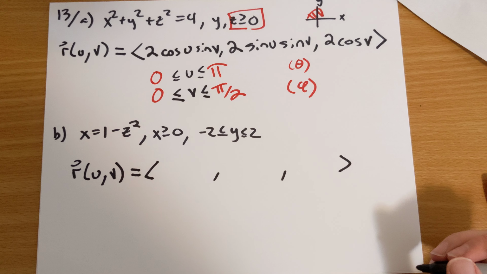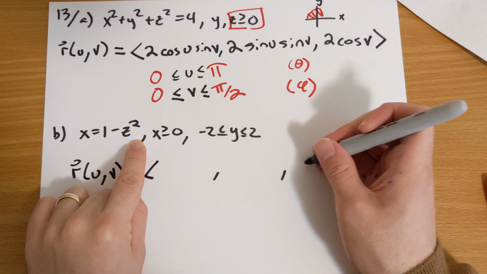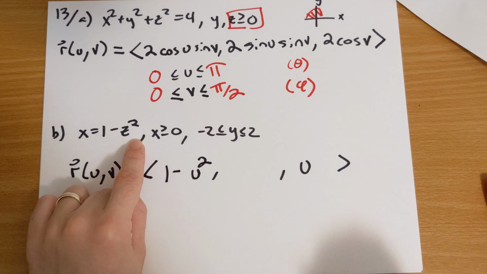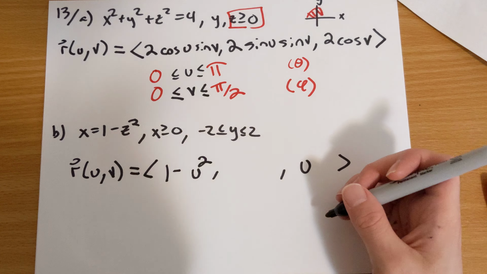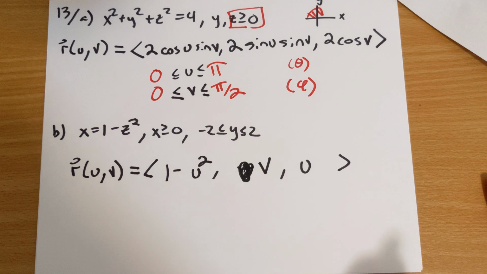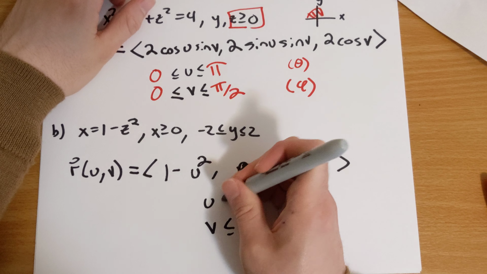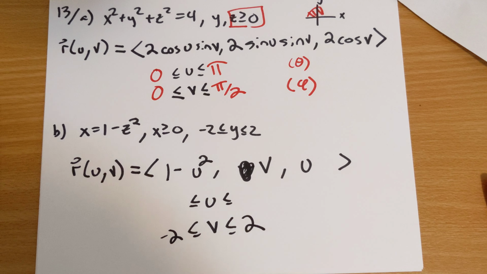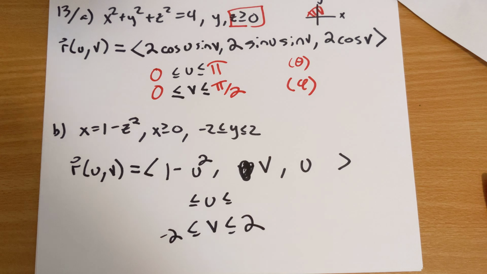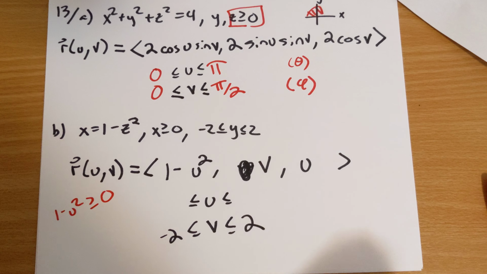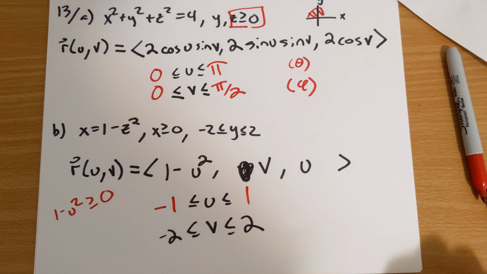Okay, how are we going to do this? X is written in terms of z, so I'm going to set z equal to u, and so then x will be 1 minus u squared. Meanwhile, y is free, y can be anything, so I'm going to write v here. So what are our bounds on u and v? Well, y is between minus 2 and 2, so v is between minus 2 and 2, and if x is greater than or equal to 0, we want 1 minus u squared to be greater than or equal to 0. This is true when u is between minus 1 and positive 1. So these are my solutions here.